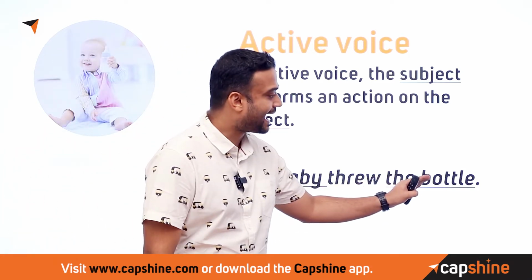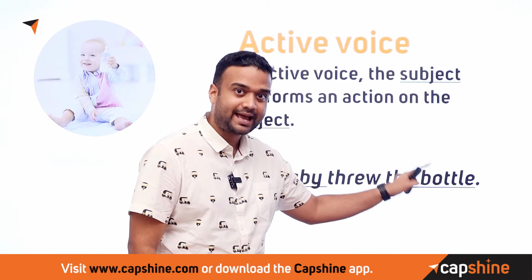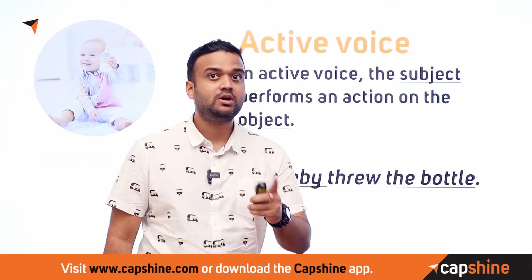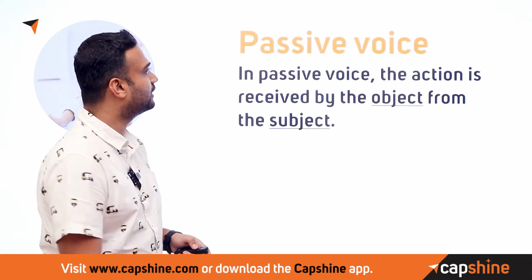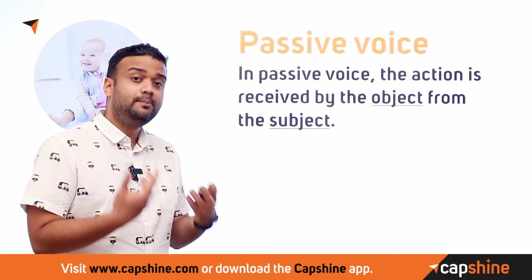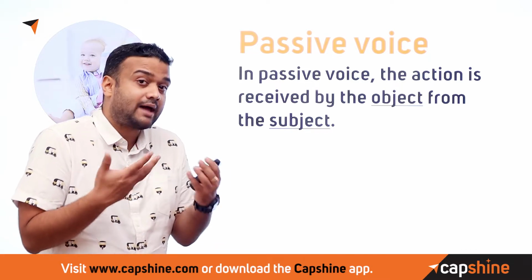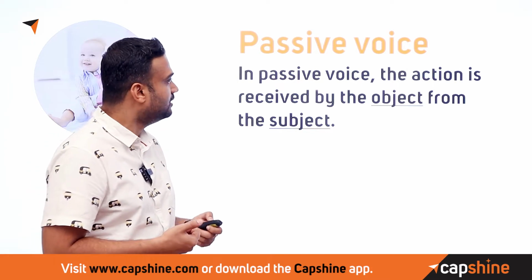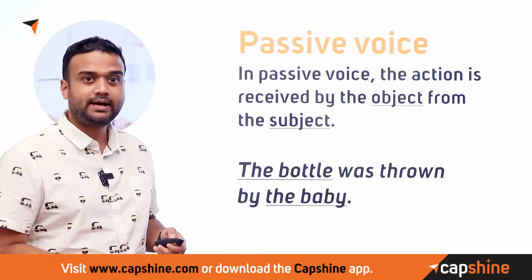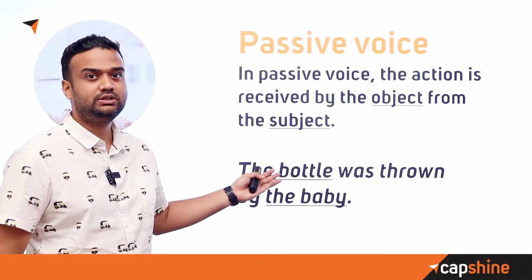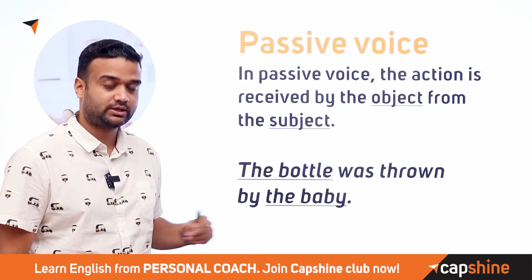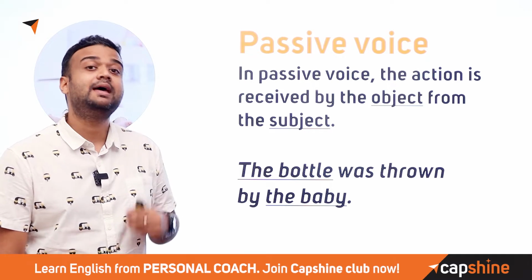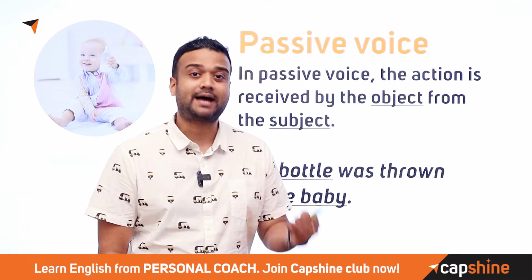The one where the action is being done is called the object, and this does play the role of the object here grammatically. On the other hand, a passive voice is when the object, or the one where the action is done to, takes the role of the subject. For example, the bottle was thrown by the baby. Is the bottle doing any action here? Of course not. This is the object of the sentence, but this plays the role of the subject here. And therefore, this is the passive voice.